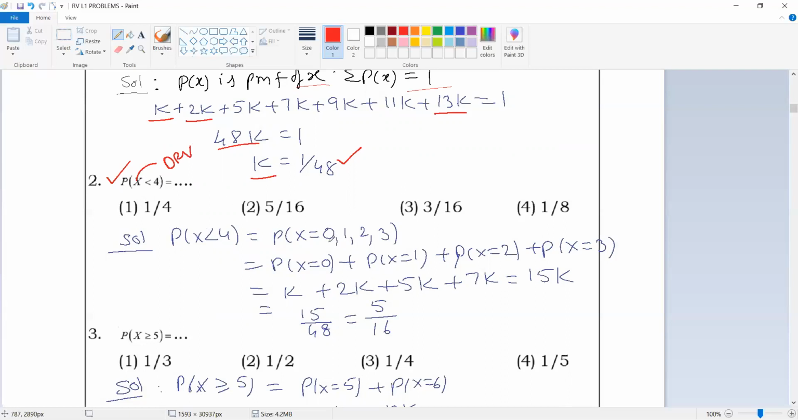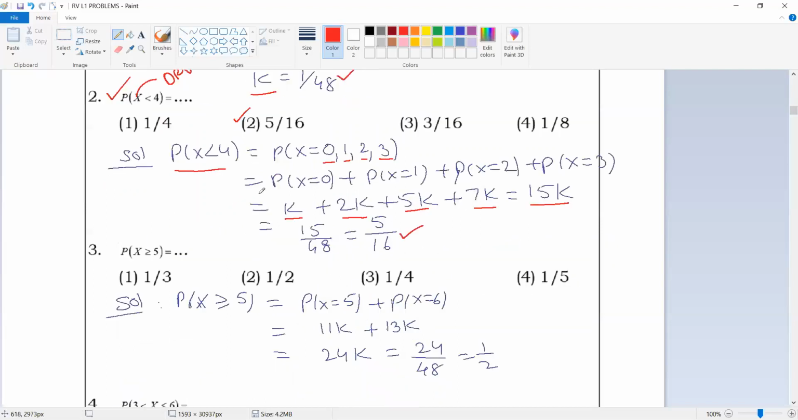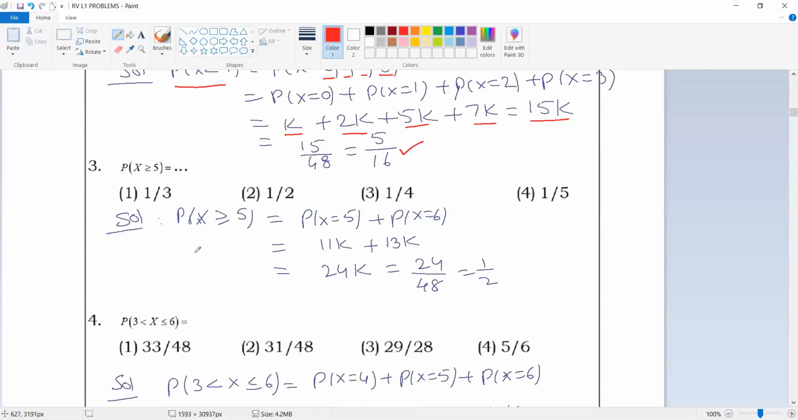How many values are below 4 here? 0, 1, 2, 3. So x equal to 0, x equal to 1, x equal to 2, x equal to 3. Only these 4 probability values are needed. So k, 2k, 5k, 7k, total is 15k. The k value was already found in the previous step: 15 by 48. The answer is 5 by 16. Second option is correct.